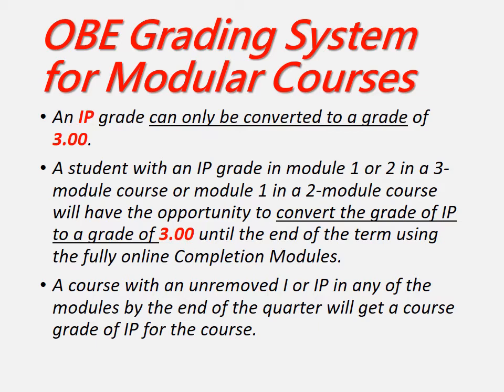A student with an IP grade in Module 1 or 2 in a 3-module course or Module 1 in a 2-module course will have the opportunity to convert the grade of IP to a grade of 3 until the end of the term using the fully online completion modules. A course with an unremoved I or IP in any of the modules by the end of the quarter will get a course grade of IP for the course.